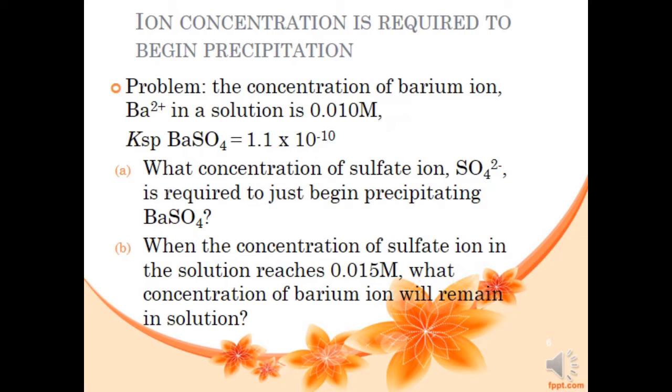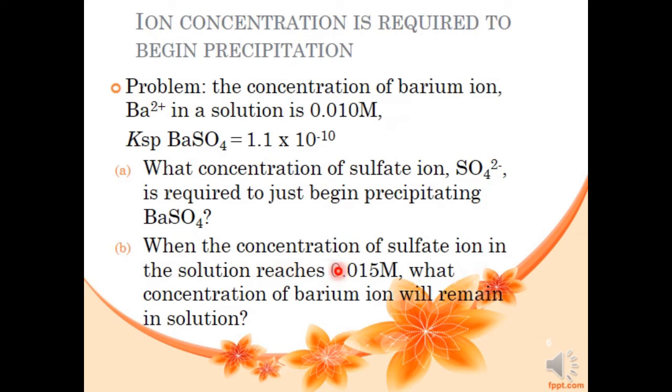Okay, another type of question is something like this. The concentration of barium ion, Ba2+, in a solution is 0.01 molar. Given the Ksp value for barium sulfate is 1.1 times 10 negative 10. Now look at the first question. What is the concentration of sulfate ion required to just begin precipitating barium sulfate? Question B.